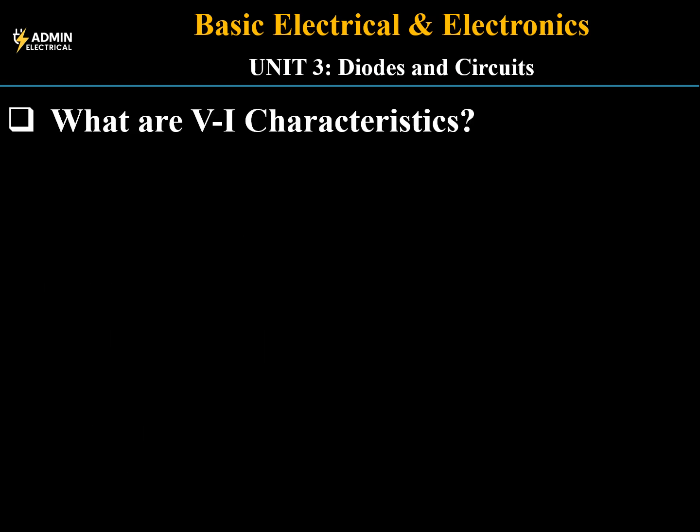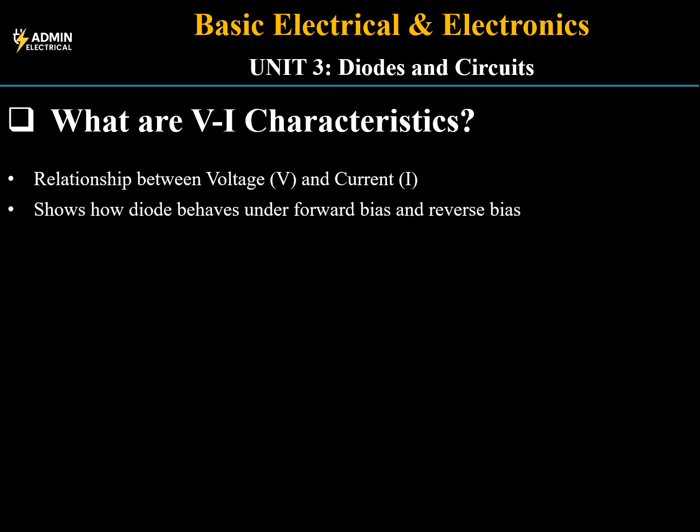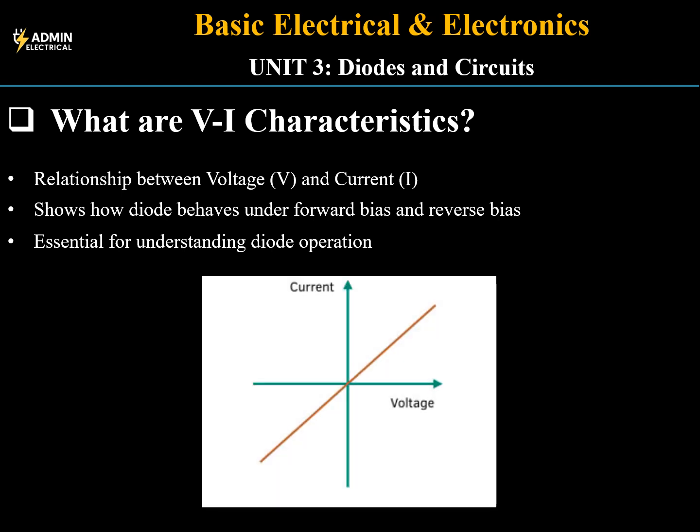The VI characteristics describe the relationship between voltage and current in a diode. This curve shows how the diode operates under forward bias and reverse bias conditions. Understanding this behavior is essential for analyzing and designing electronic circuits.